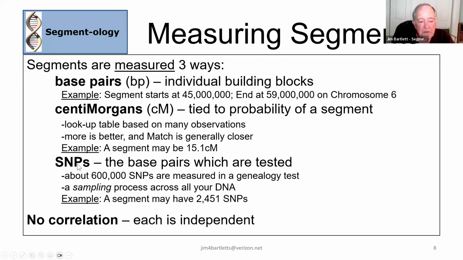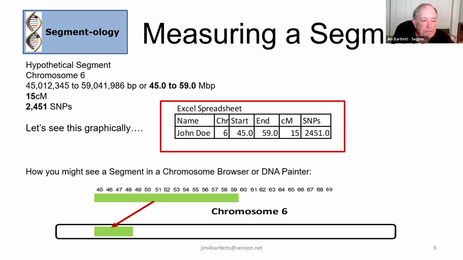And then the other way to measure it is the number of SNPs that were measured in that test. How many of the 600,000 SNPs are in a row that you get? So in this example that I'm using, there'll be 2,451 SNPs that were all in a row, and you got those. So there's no correlation between these. This isn't like Fahrenheit and centigrade or feet and meters where you can translate from one to the other. They're independent things. So let's look at how we might see these.